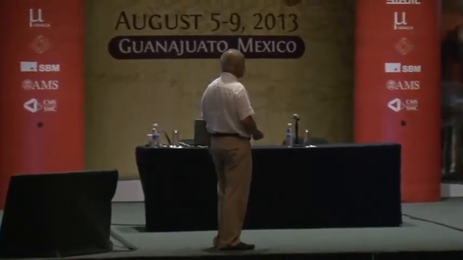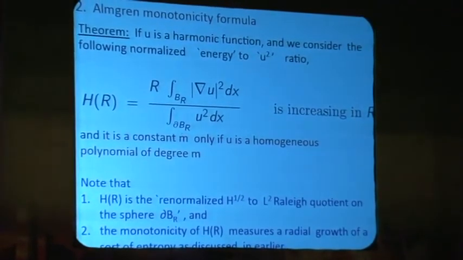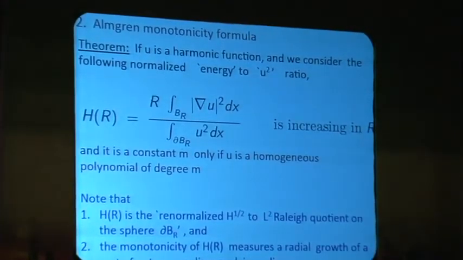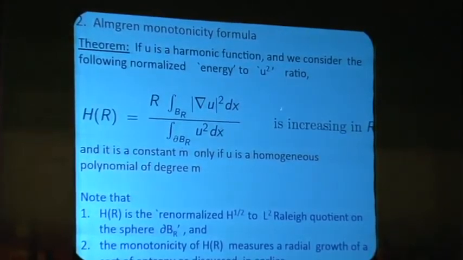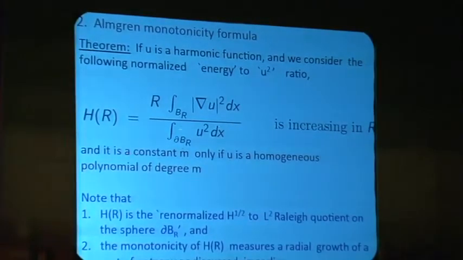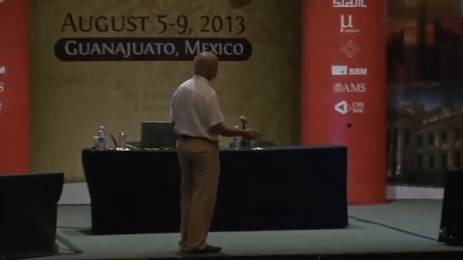About the Almgren monotonicity formula, I would like to discuss a little bit the structure of the formula. I will just mention how you apply it, okay? So Almgren's monotonicity formula says the following. You give me a harmonic function, okay? You can make it 0 at the origin. And then what you look at is the solid integral of gradient u squared times the surface integral of u squared, normalized by r. And this quantity is increasing in r. Okay? And you can prove it just by using spherical harmonics, or by taking the derivative of the equation.